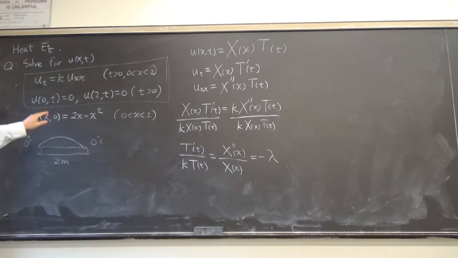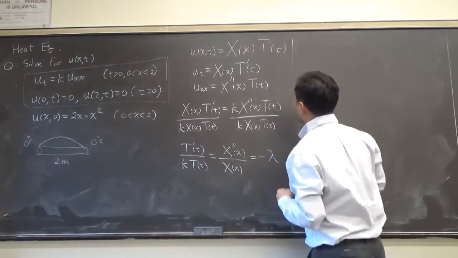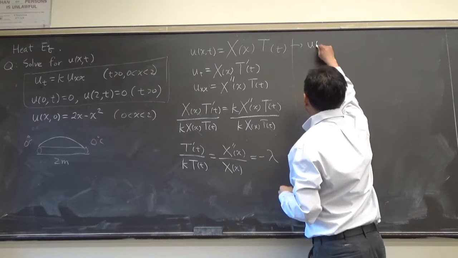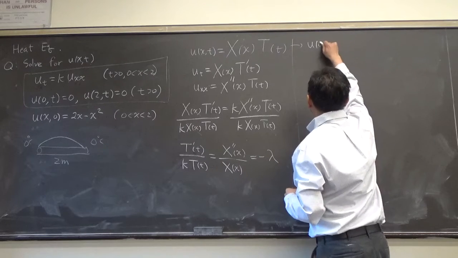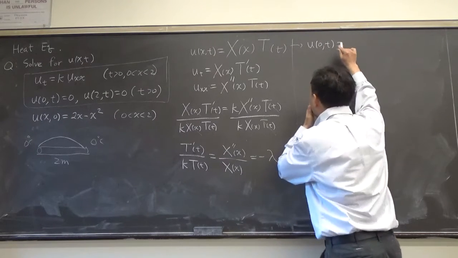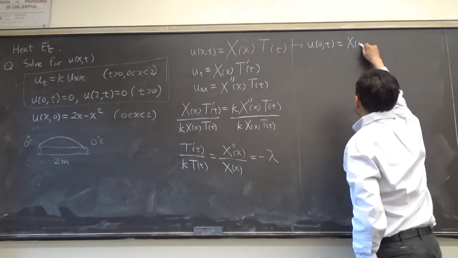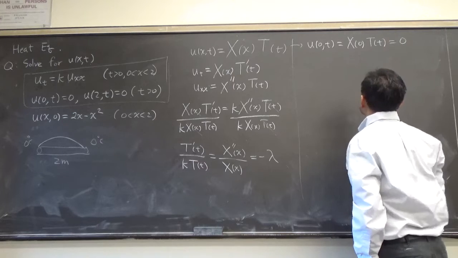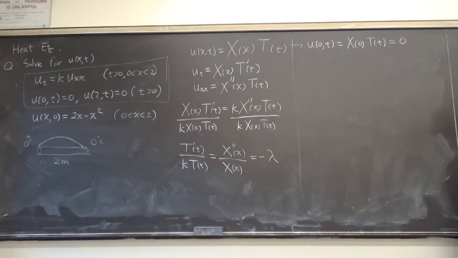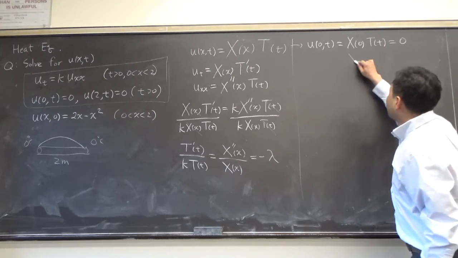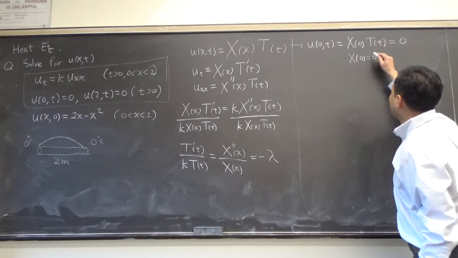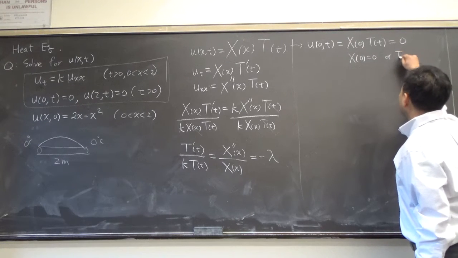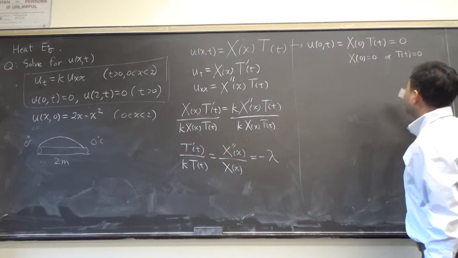Now let's apply these two. I said we were going to apply this one with this one. So for this one, we have u(0,t) equal to X of 0 times T of t, and that has to equal to 0, right? Okay. Which means either X of 0 is 0 or T of t equals to 0.